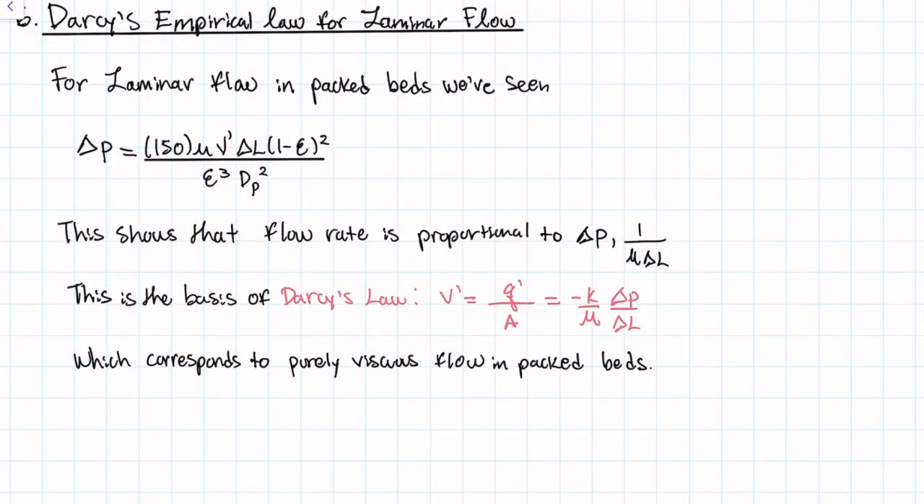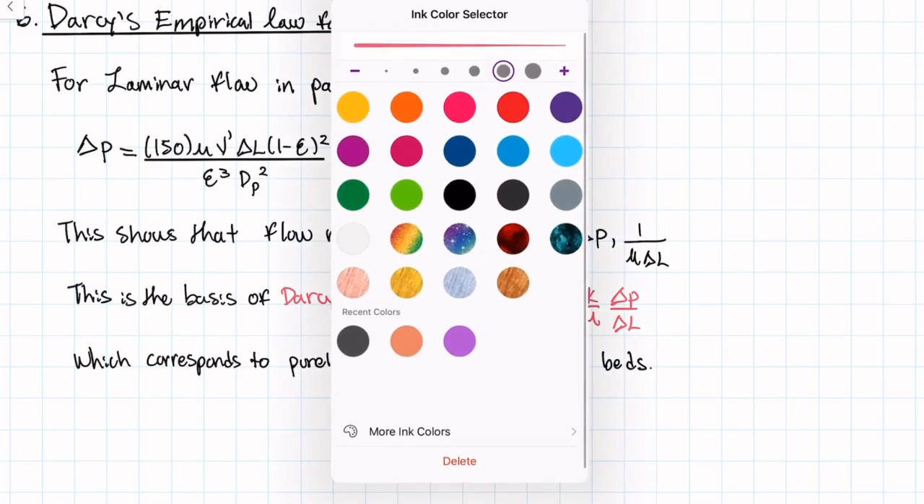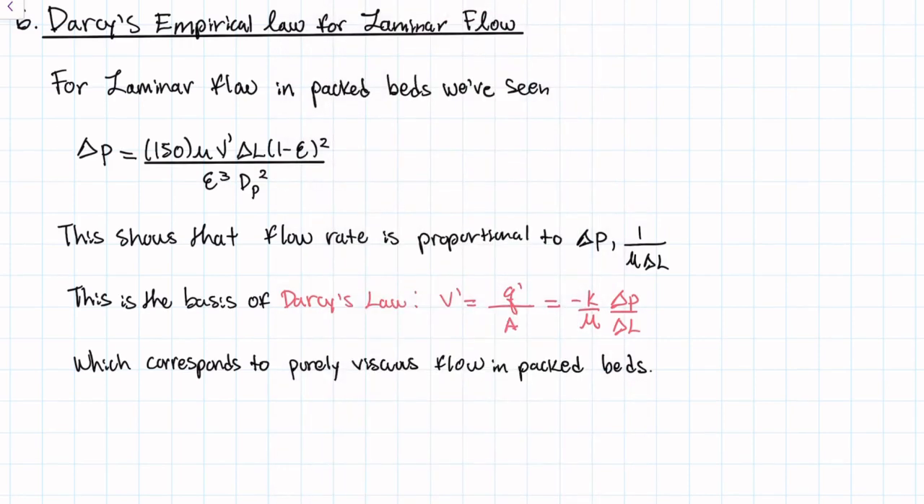Finally, we can describe Darcy's empirical law for laminar flow. We've seen that for laminar flow in packed beds, this equation is true, which shows that the flow rate is proportional to the change in pressure and 1 over the viscosity and the change in length, which is the basis of Darcy's law and corresponds to purely viscous flow in packed beds.